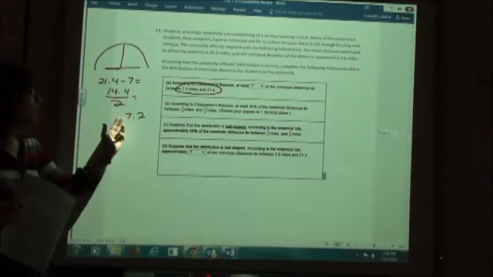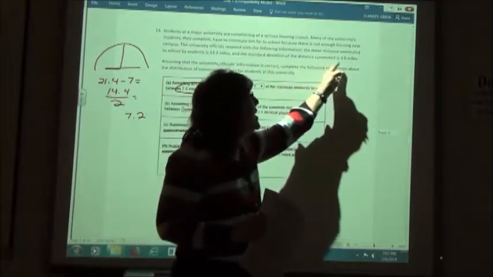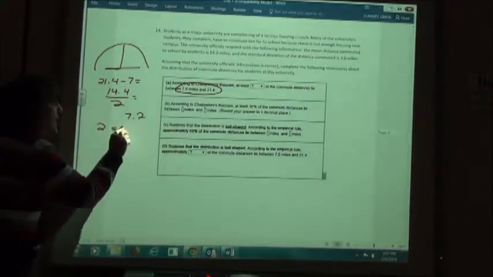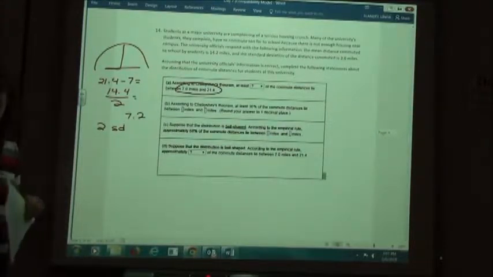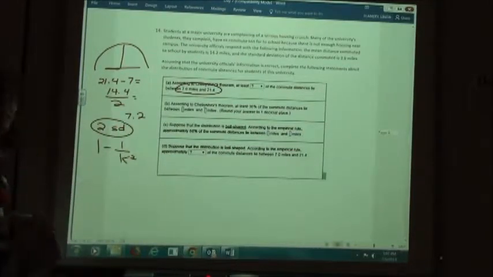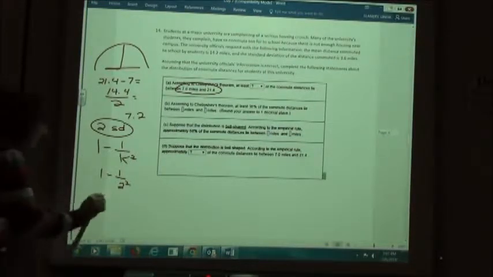It tells us here we got 7.2. One standard deviation is 3.6, which tells me that this is actually 2 standard deviations from the middle. Now, we're still not done with that first part, because now we have to throw that into the formula. The formula said we had 1 minus 1 over k squared. The k is the number of standard deviations. So 1 minus 1 over 2 squared. 0.75, which then is 75%.